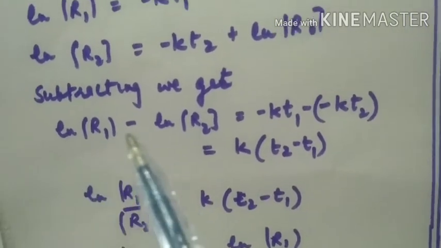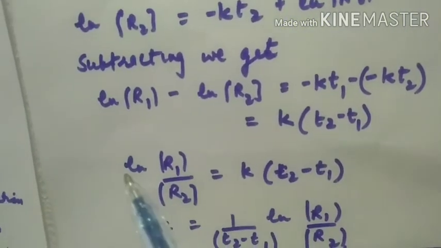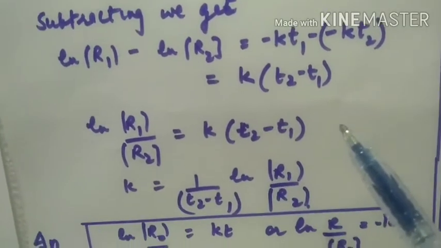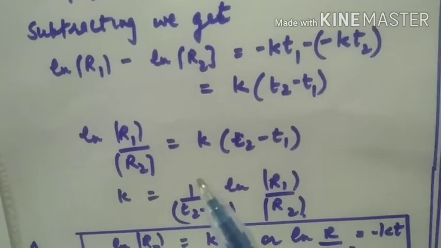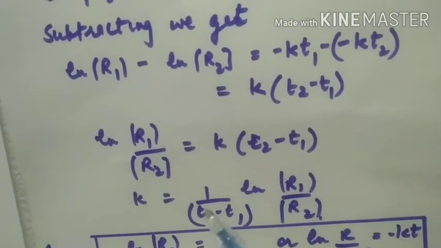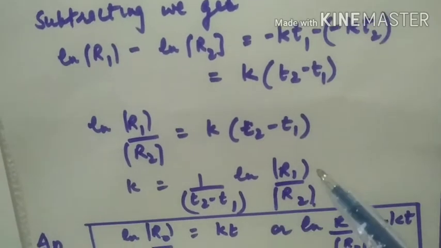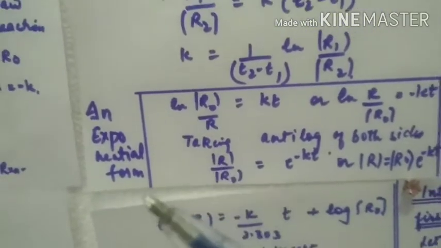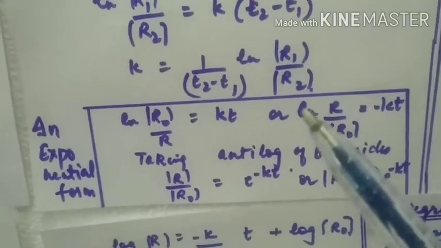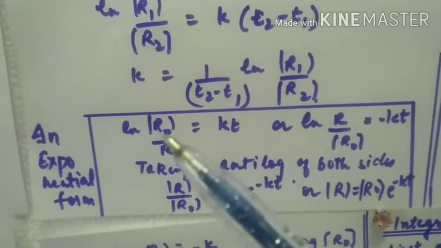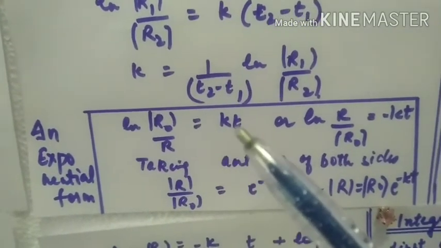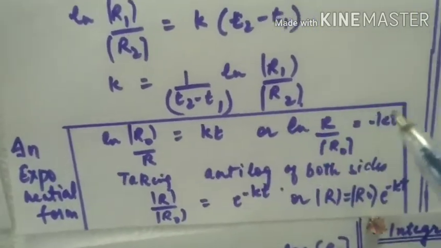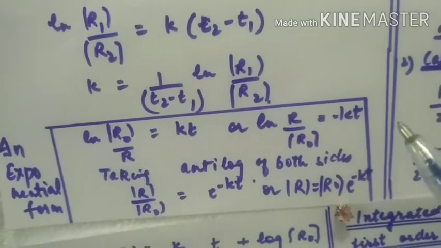Now log A minus log B can be written as log A upon B, so ln R1 upon R2 is equal to K into t2 minus t1, or K is equal to 1 upon t2 minus t1 ln R1 upon R2. Now we can also write this expression in exponential form. To convert it into exponential form, let us write the equation again. ln R naught upon R is equal to Kt, or ln R upon R naught, reversing this to put a minus sign here, is equal to minus Kt.